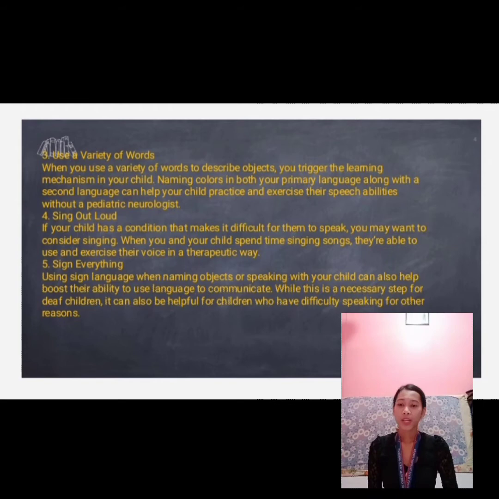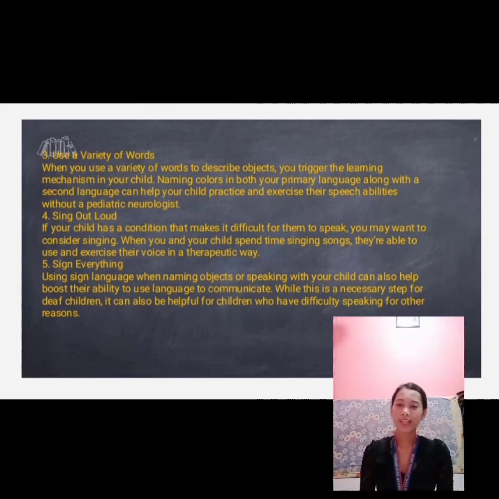Number 3, use a variety of words. When you use a variety of words to describe objects, you trigger the learning mechanism in your child. Naming colors in both your primary language along with a second language can help your child practice and exercise their speech abilities.